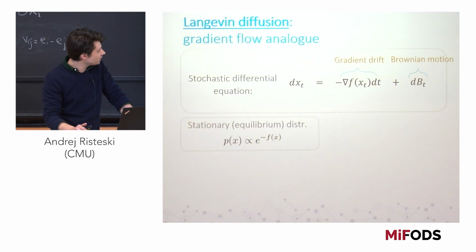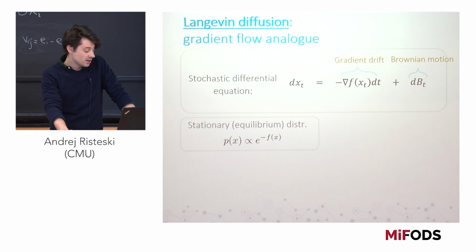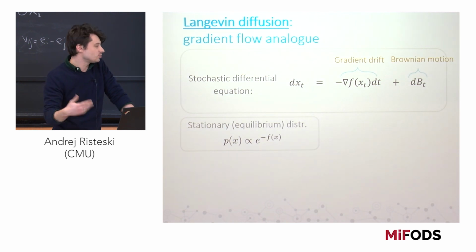So why is this particularly natural? Well, if I ran this process as time goes to infinity, the stationary distribution, which you can think of as the equilibrium distribution that this converges to, is exactly the distribution that we're trying to sample from. So it's p(x) proportional to e to the minus f(x).